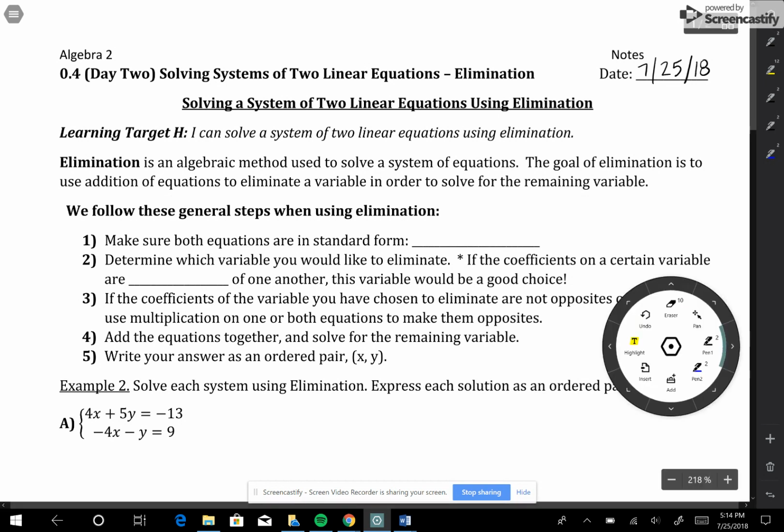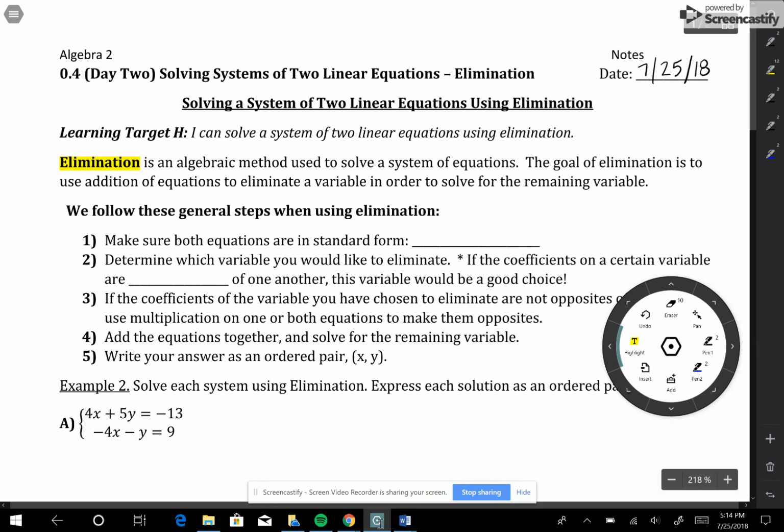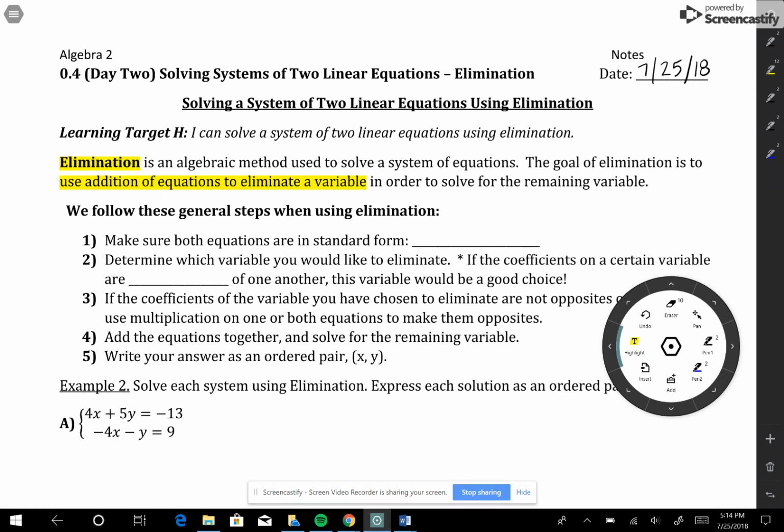First of all, let's talk about what elimination is. Elimination is an algebraic method used to solve a system of equations. The goal of elimination is to use addition of equations to eliminate a variable in order to solve for the remaining variable. If you remember when we used substitution, we technically eliminated a variable by doing that as well. But the method with elimination is adding the two equations together, not plugging part of one equation in for a variable in the other. When we use elimination, we use these 5 steps.